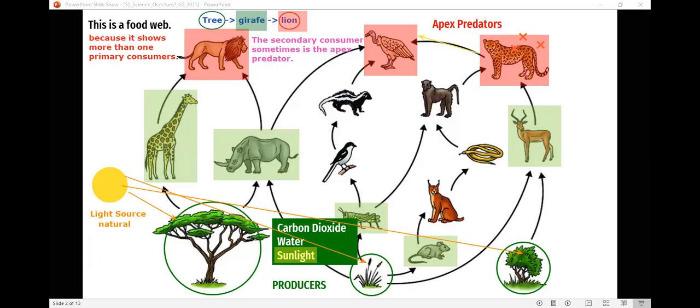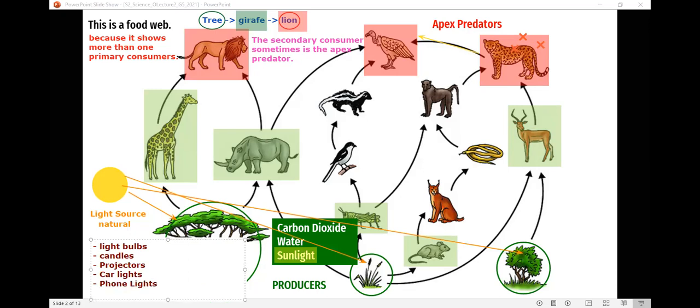Light bulbs. The candle. Candles. The projector. Projectors. Phone light. Car light. The flash. Phone light. The lamp.